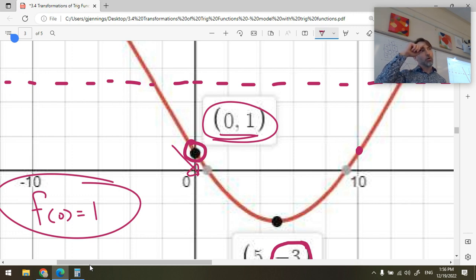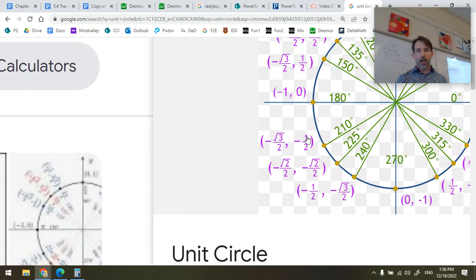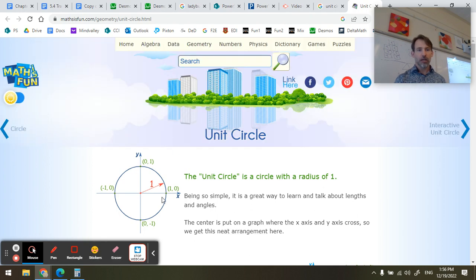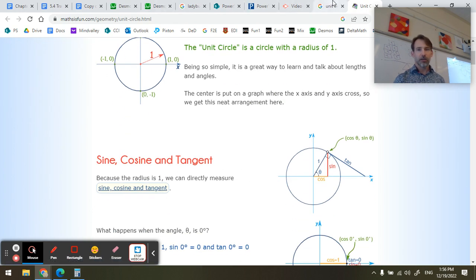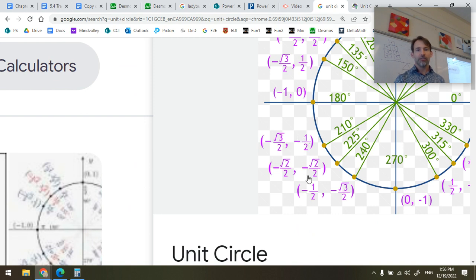Is sine rising or falling at 210? As we increase the angle from 210, is sine rising or falling? Let's take a look at our unit circle. I go from negative 1/2 to negative 1 over root 2 to negative root 3 over 2 to negative 1. So sine is falling as it's going that way. It's getting more and more negative. So that shows us that the 210 solution is the one we want.